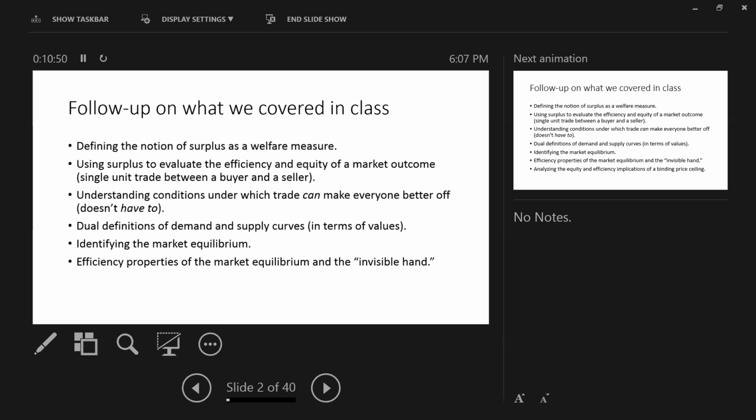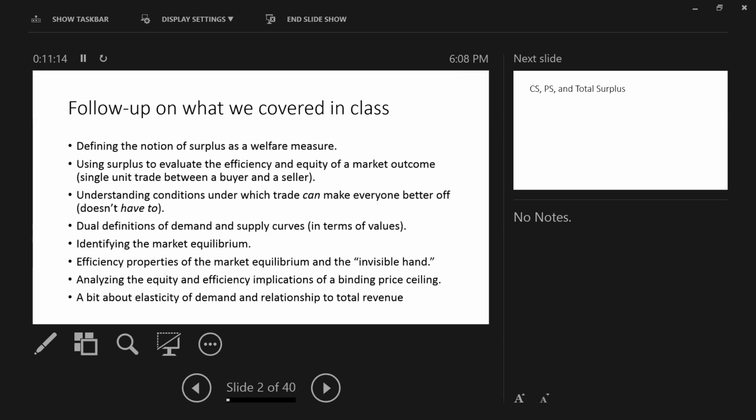And we did a first tiny look at that by analyzing the distributional and efficiency effects of a binding price ceiling, which was a maximum cap on the legal price of a good in a trade. So this was considering a little bit of command and control type government intervention in determining the price of that market allocation. We concluded class by taking a few questions regarding the elasticity of demand and its relationship to total sales revenue. And I wanted to highlight a little bit about that.